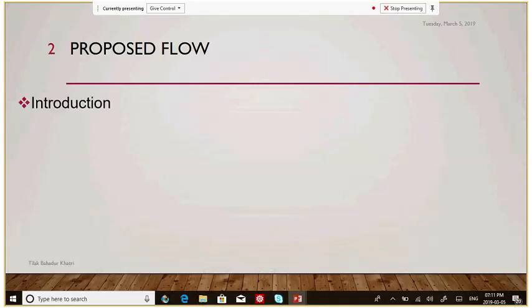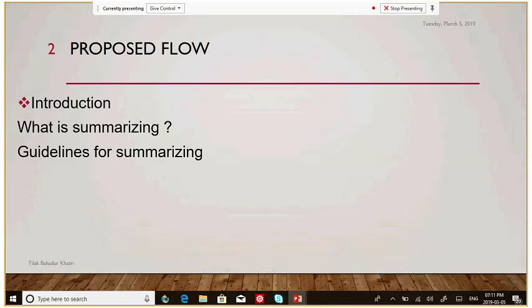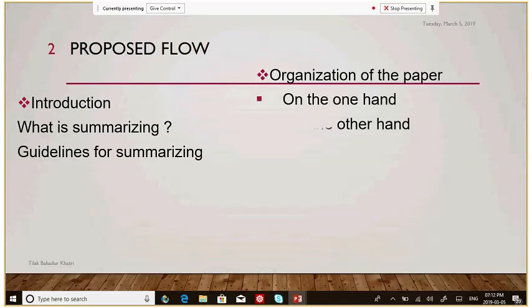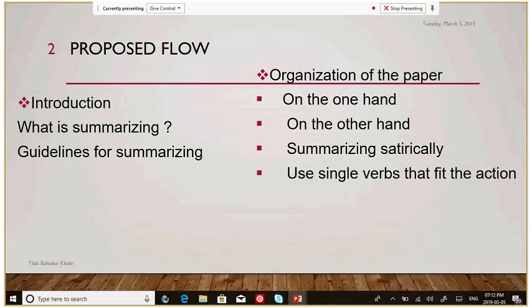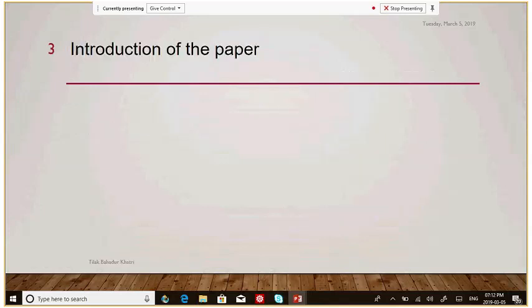Proposed flow. In this paper, I will present the introduction, what is summarizing, a guideline for summarizing, and the organization of the paper. On the one end, next is on the other end, summarizing satirically, use single verbs that fit the action, group discussion, and feedback. I will center on these bullets for my presentation. First is the introduction of the paper.